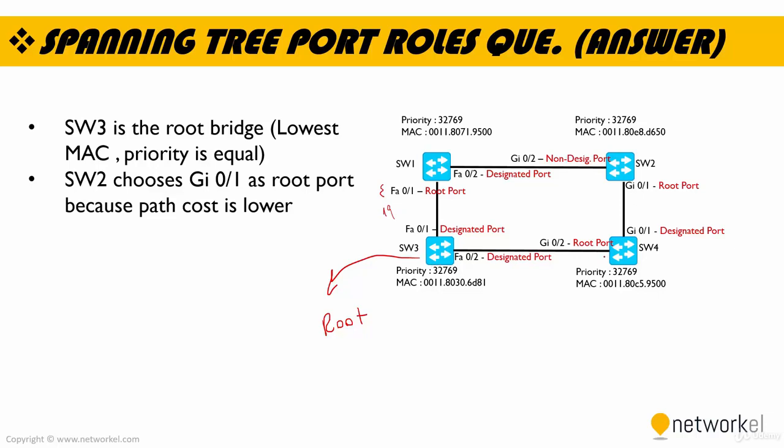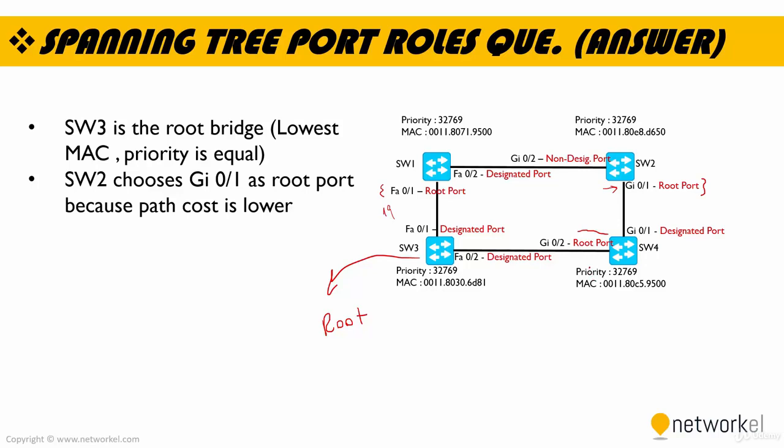And for switch 4, here, this is the root port. And for switch 2, this is the root port. Because this is a giga and fast Ethernet, but here this is a giga and fast Ethernet, but this path is fast and fast. So giga is faster, so this is our root port. Okay, we determined our root ports.